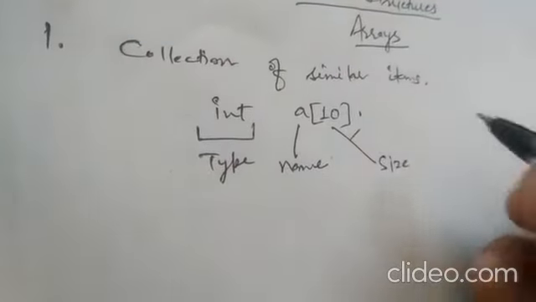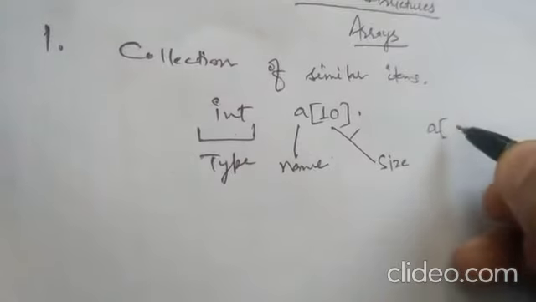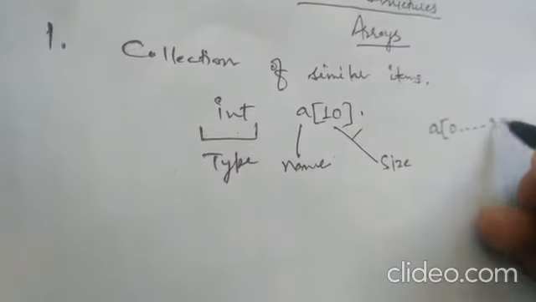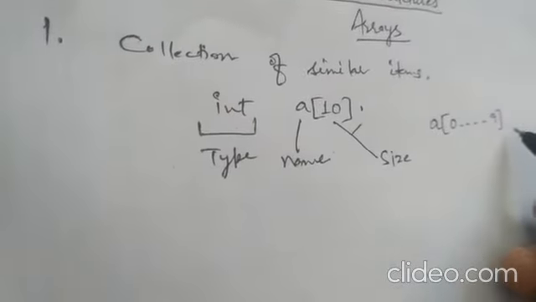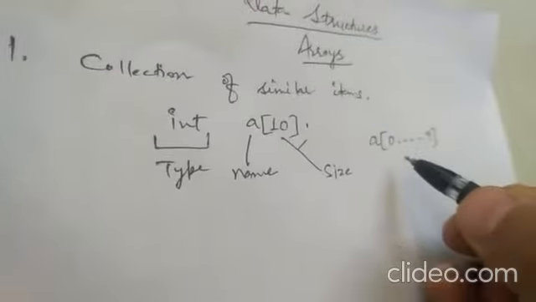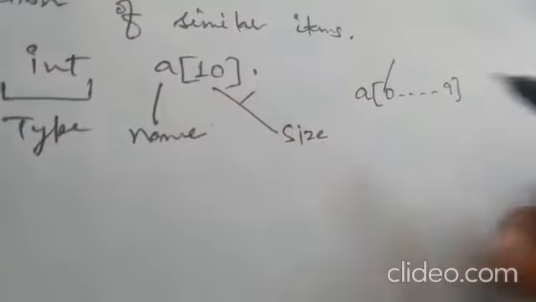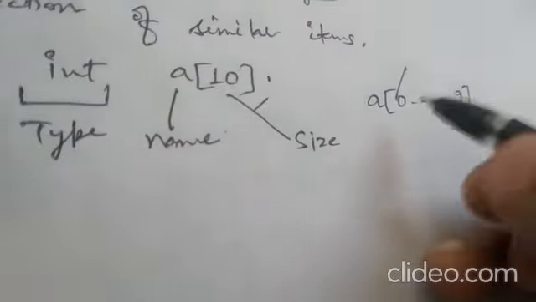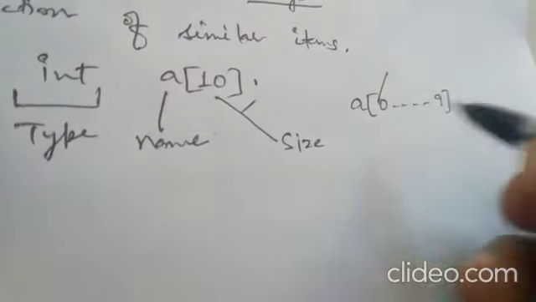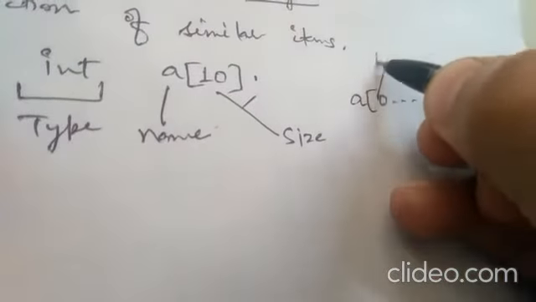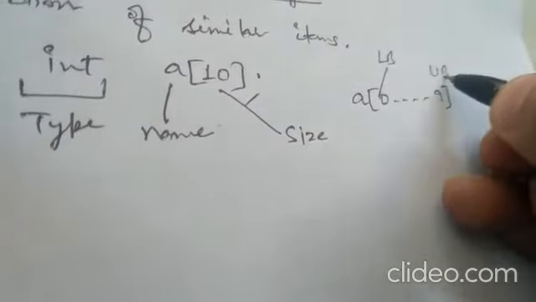So a[10] means what? This will be an array that starts from 0 and goes up to 9. As I told you so many times, an array always begins from 0 and goes up to n minus 1, that is 9. So can anybody tell me what we call the minimum value of the subscript? These are subscripts. So this is its lower bound and this is its upper bound, right?